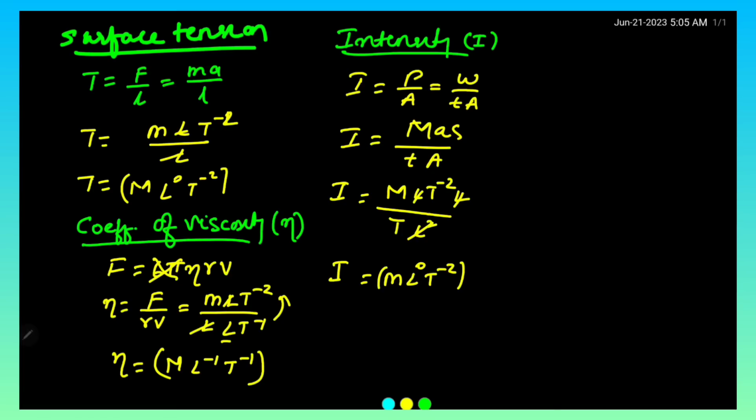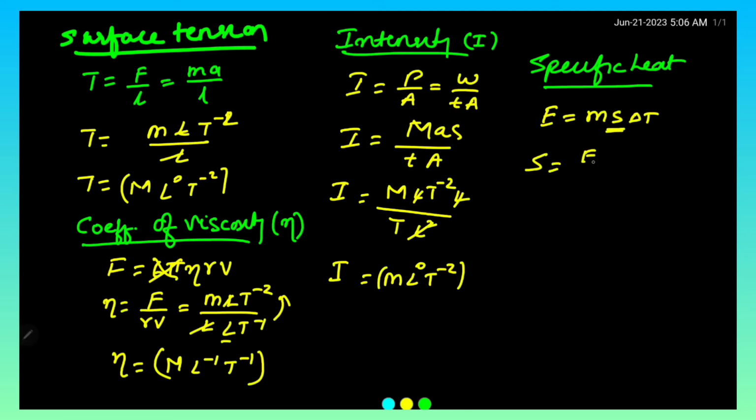Next we shall find out the dimensional formula for specific heat. So how can you find out the dimensional formula for specific heat? We know that quantity of heat energy is nothing but m s delta T. So we have to find out the dimensional formula for S. S is equal to energy by mass into delta T.